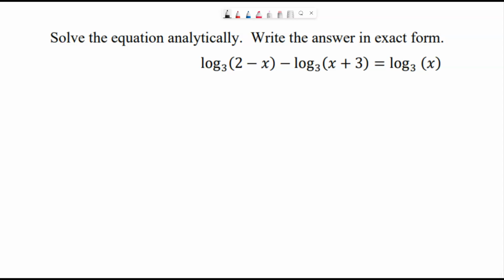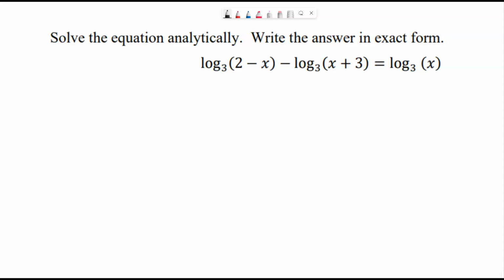Solve the equation analytically. Write the answer in exact form. We have log minus log equals log. The first thing we want to do is combine all the logs on the left into one log, and the same with logs on the right. You could alternately move all the logs to one side and then combine them together.